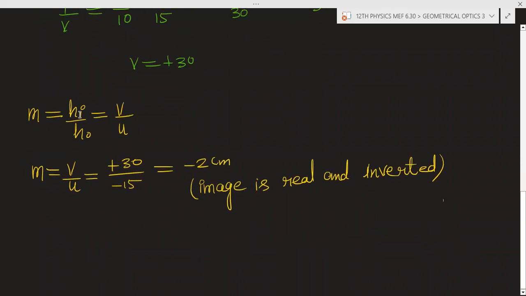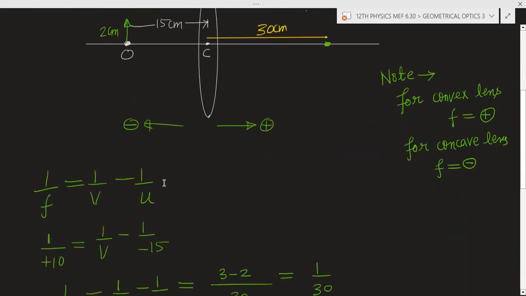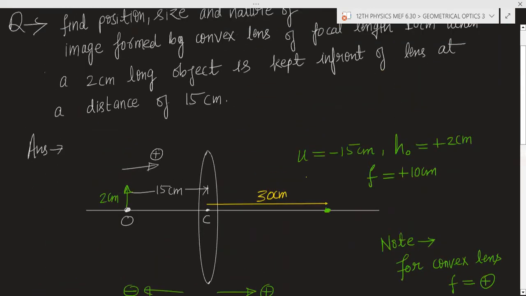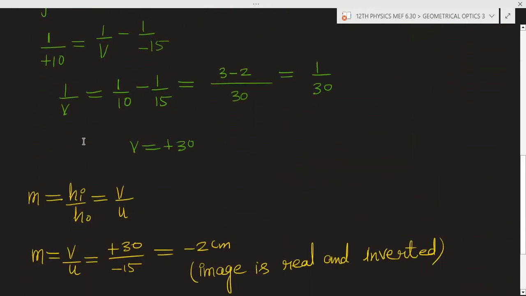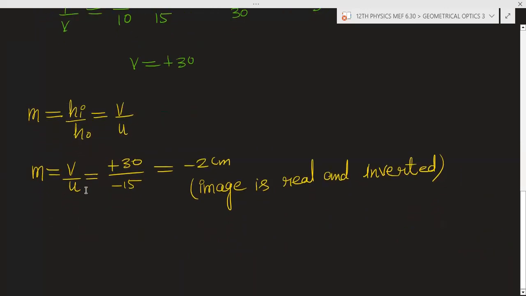Now we want to find the height of the image. They are asking position. Position we have already calculated. This is the position. Size means the height of the image. So height of the image we can find with this formula. Magnification is equal to height of image divided by height of object. So magnification is minus 2.